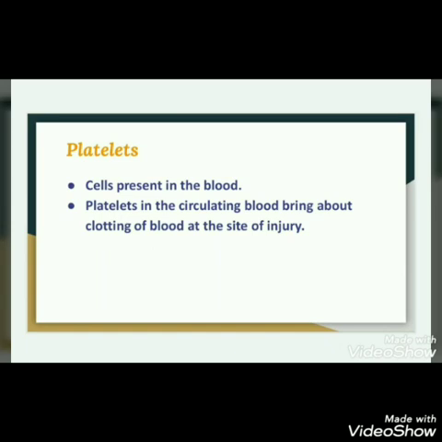If the bleeding does not stop, our blood pressure may increase or other functions of our body will be disturbed. So, prevention of bleeding is essential, and this is done with the help of the platelets.